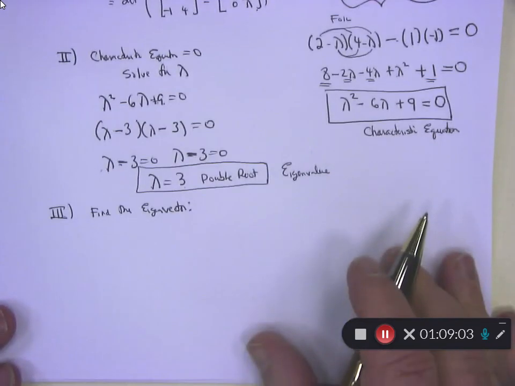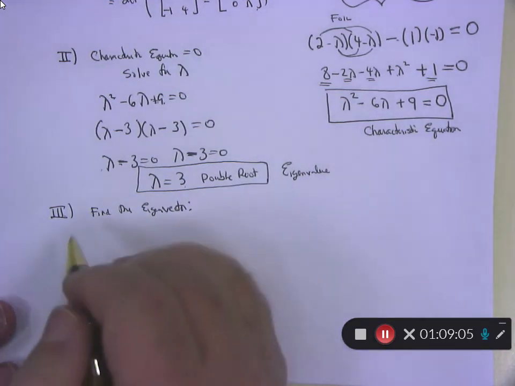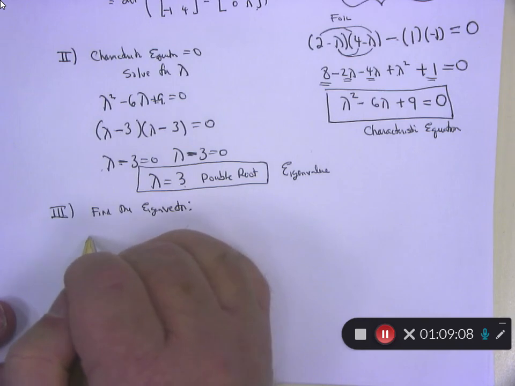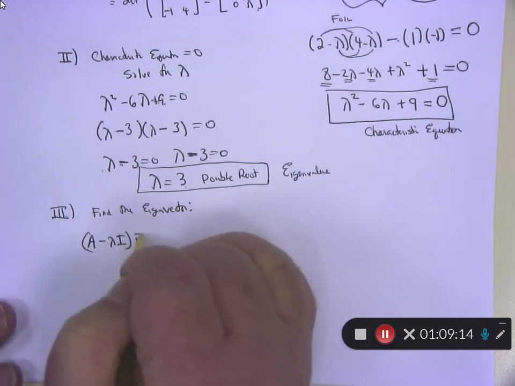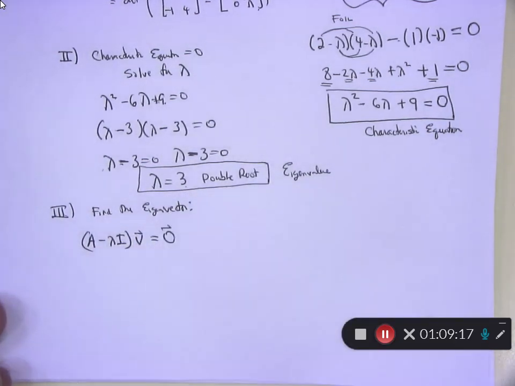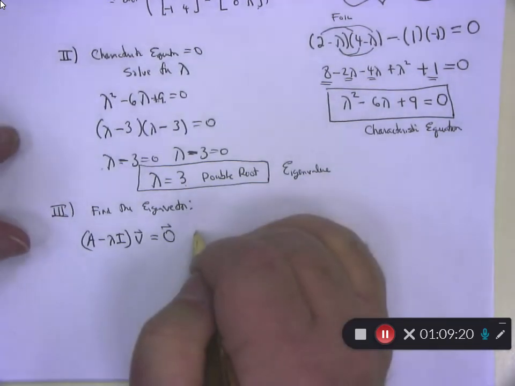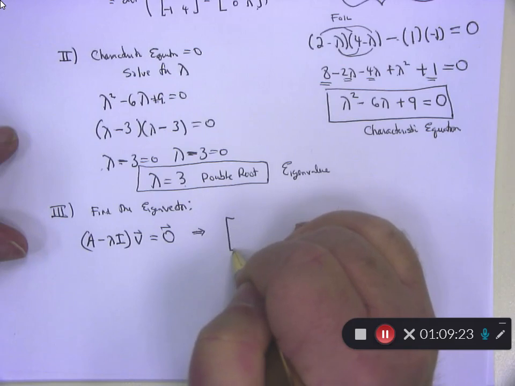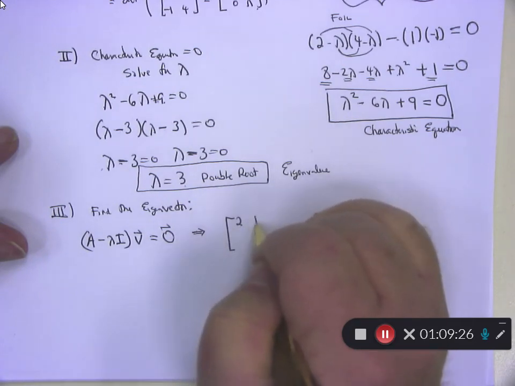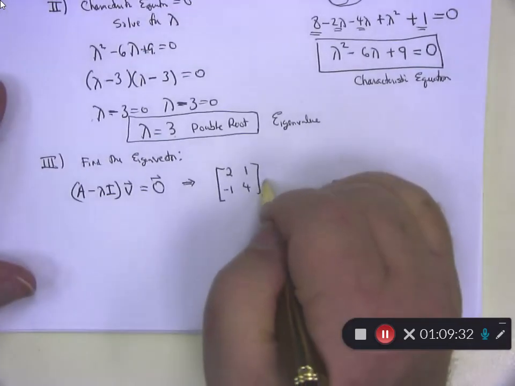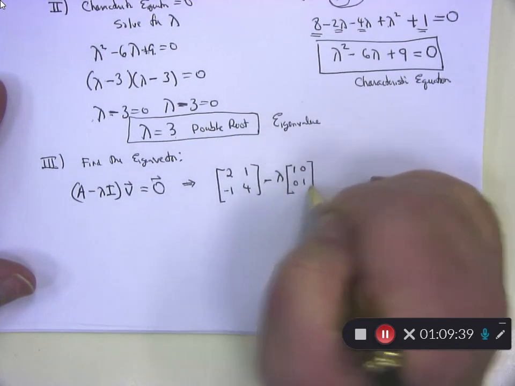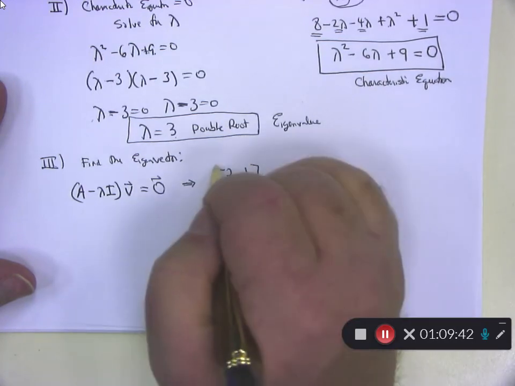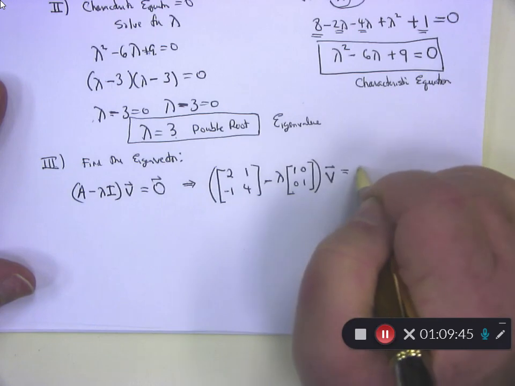How do I do that? To find the eigenvector, go back to the original equation, which is A minus lambda I times V equals 0. Go back to that. Okay? And plug in. What was A? It was 2, 1, negative 1, 4. Just reminding myself there was A. Minus lambda times I, 1, 0, 0, 1. Okay? Parentheses around it. Times vector V is equal to vector 0.